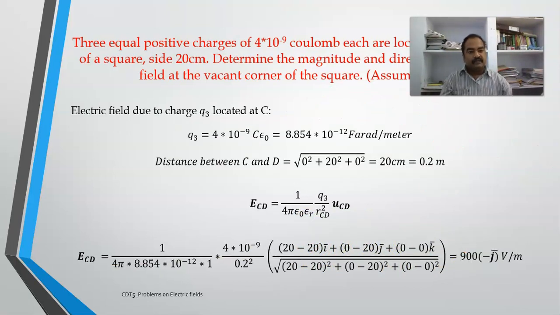And the next one is from C to D. C is at 20, 20, 0, and D is at 20, 0, 0. So how to determine it? The distance is 20 minus 20 whole square plus 0 minus 20 whole square plus 0 minus 0 whole square, completely square root, 0.2 meters. The unit vector will be 0 I, minus 20 j, and 0 k, by the square root of this thing. So you will get minus 900 j.